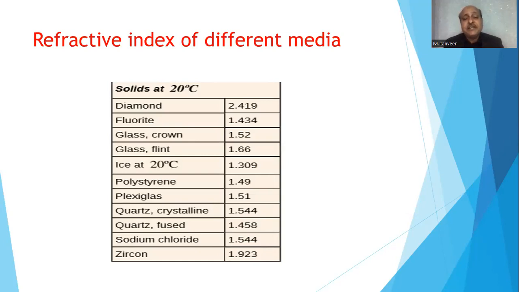When rays of light enter fluorite, your answer will be 1.4. Similarly, for water, it is 1.3 and so on. These are the refractive indices for different media. That means your answer will be different for different media. Whenever you measure the angle of incidence, measure the angle of refraction, take the sine and divide them, for that medium your answer will be this.